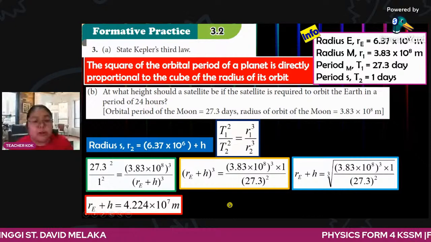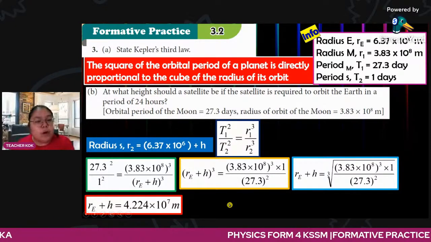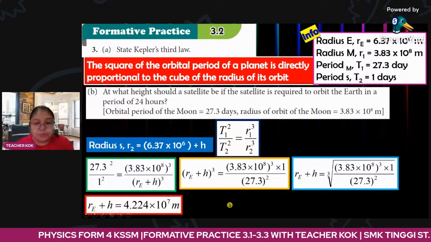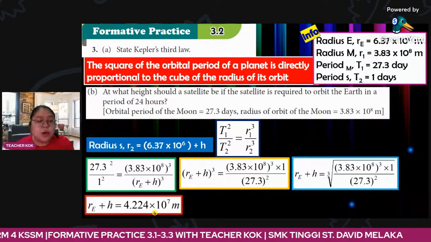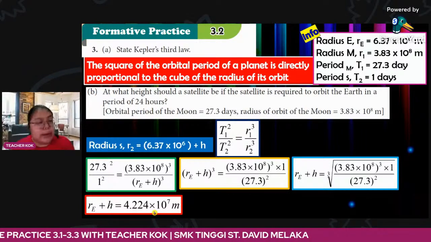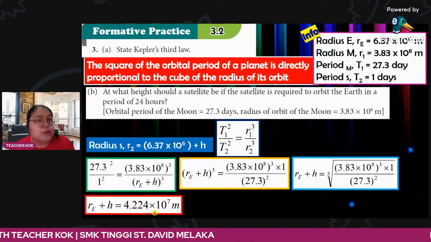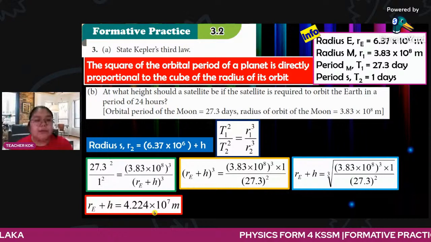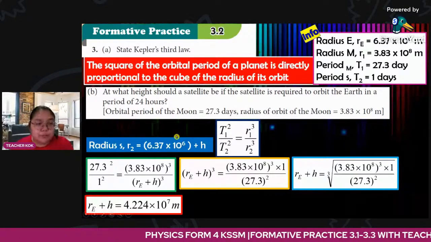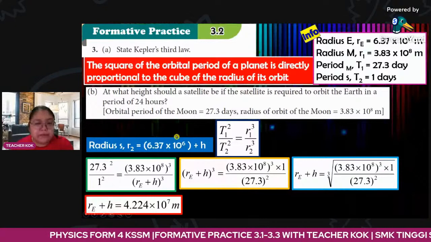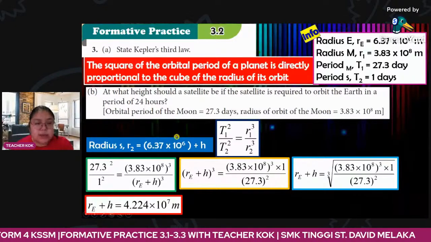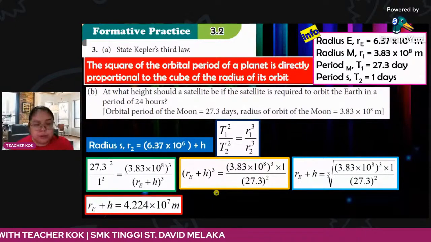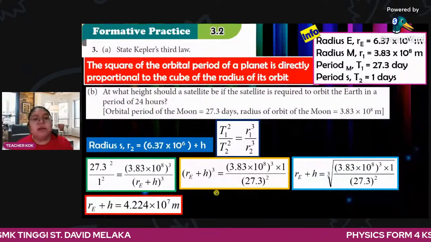Okay, final answer, I get R2 is 4.224 times 10 power of 7. This is the answer after I do the calculations, after the cube root also. From here, I just want to know what H is, so I need to minus. Agree? For this part, power of 7, I need to minus the radius of the Earth. The radius of the Earth is 6.37 times 10 power of 6. So I just minus, and I find my H for the satellite.